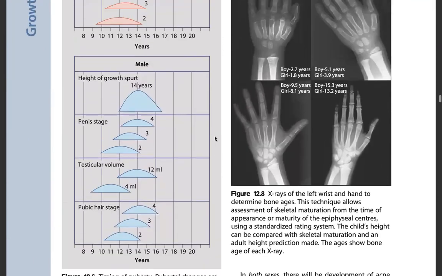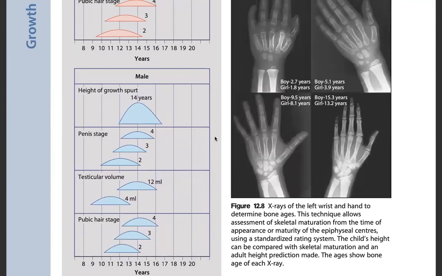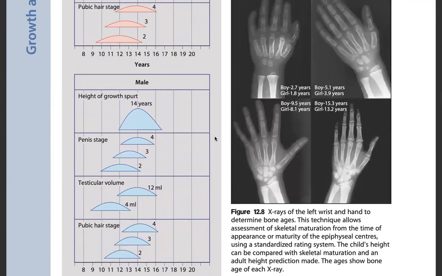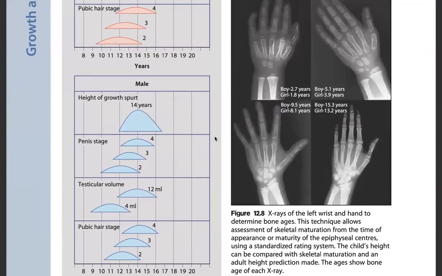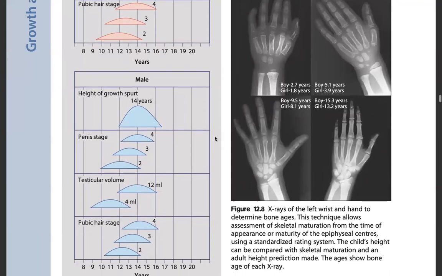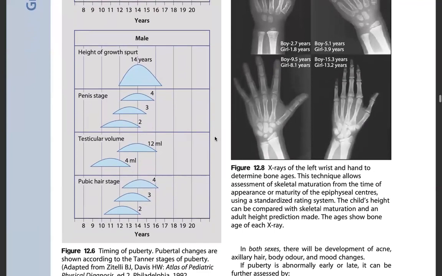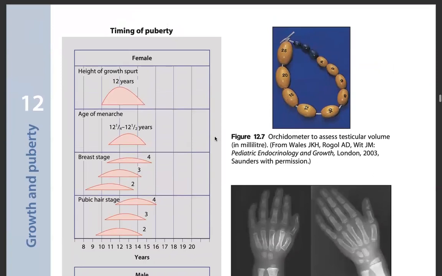And these are the X-rays of the left wrist and hand to determine bone age. This technique allows assessment of skeletal maturation, from the time of appearance to the maturity of the epiphyseal centers. Using a standardized rating system, the child's height can be compared with skeletal maturation and an adult height prediction made. The ages show the bone age of each X-ray. And this is an orchidometer to assess testicular volume in ml.